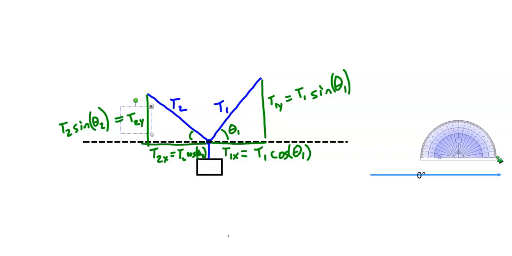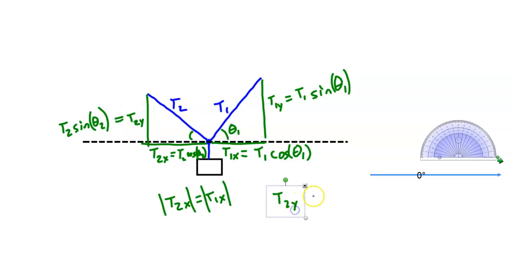And basically T2x and T1x are equal in magnitude. Technically, the statement I'm writing here isn't entirely true because one of them is negative and the other is positive, but in terms of magnitude, I could say the absolute value of one is equal to the other. And then with T2y and T1y, again, the magnitude of those equals the weight of the thing that you have hanging down.